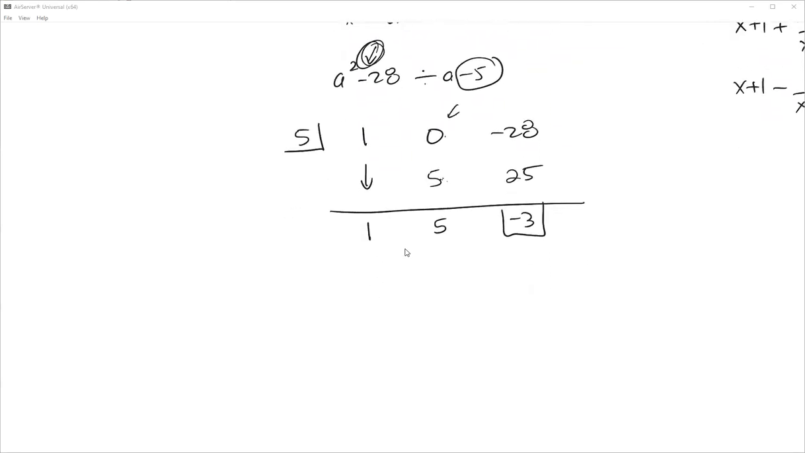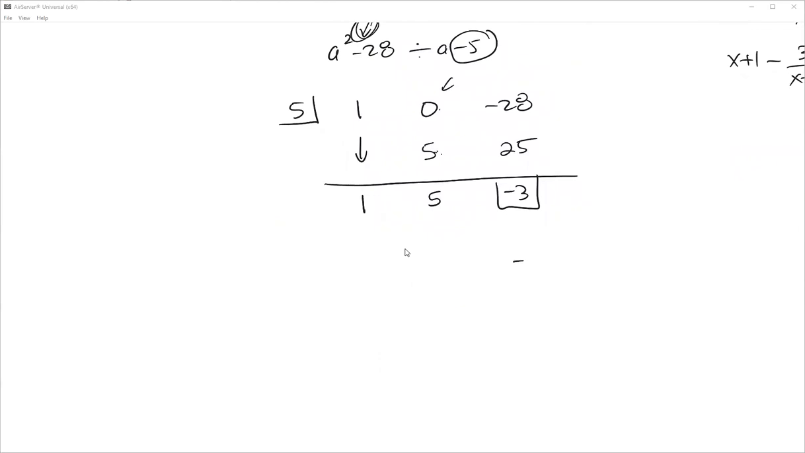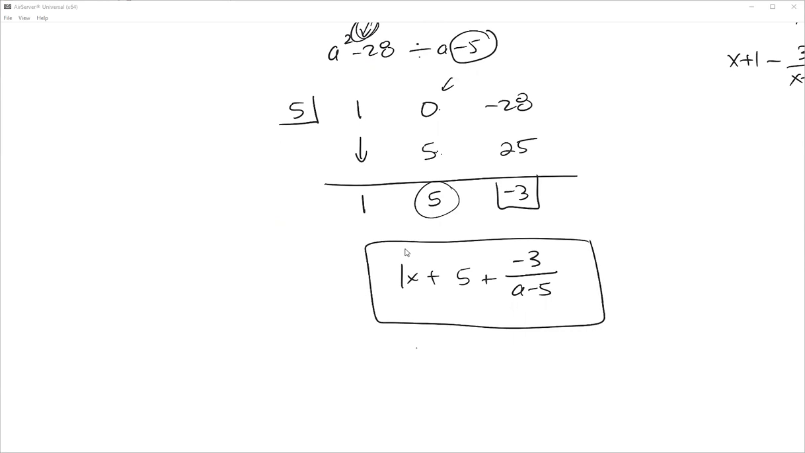So this is negative 3 over a minus 5. And then the 5 is a constant. And the 1 is in front of the a. So this will be your final answer. Or you could write a plus 5 minus 3 over a minus 5. Either answer is fine. Wait, wouldn't it be a? Sorry, you're right. A plus 5, thank you. I'm just used to x. All right, thank you. And this is a right here, too.